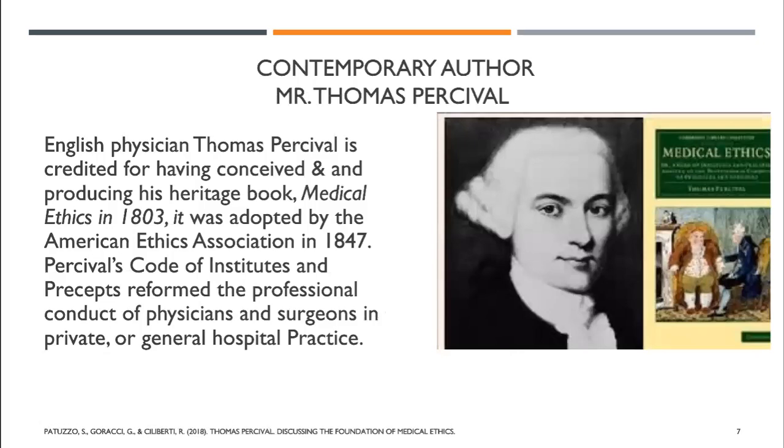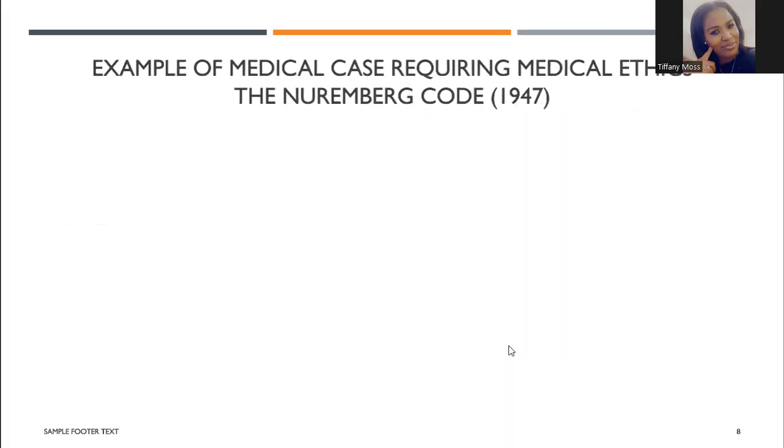Other contemporary authors are Mr. Thomas Percival. Percival was an English physician. He is credited for having conceived and produced his heritage book, Medical Ethics, in 1803. This book was adopted by the American Ethics Association in 1847. Percival's Code of Institutes and Precepts reformed the professional conduct of physicians and surgeons in private and/or general hospital practice.